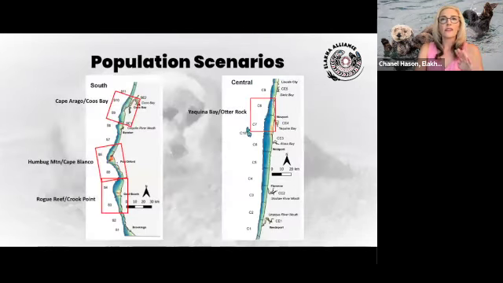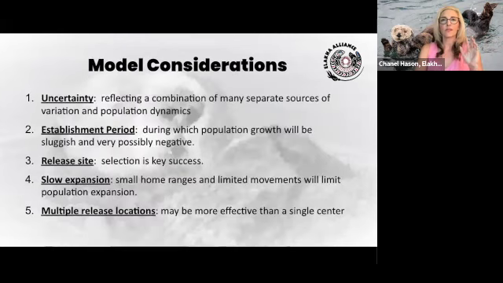And you can see here, these are the 4 locations that rated the highest so far on that population scenario. So if you wanted to jump on to the ORSO model and do that yourself, I can put the link in the chat afterwards. Obviously, there are some considerations with using the model. There's uncertainty, establishment period, release site success, slow expansion, and then using multiple release locations would be more effective than just using one spot to release them.